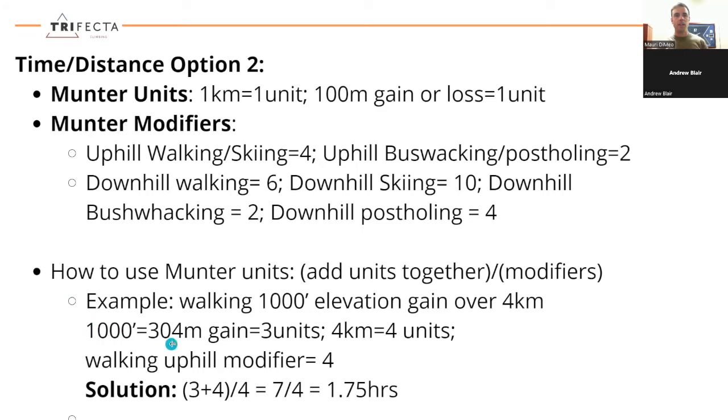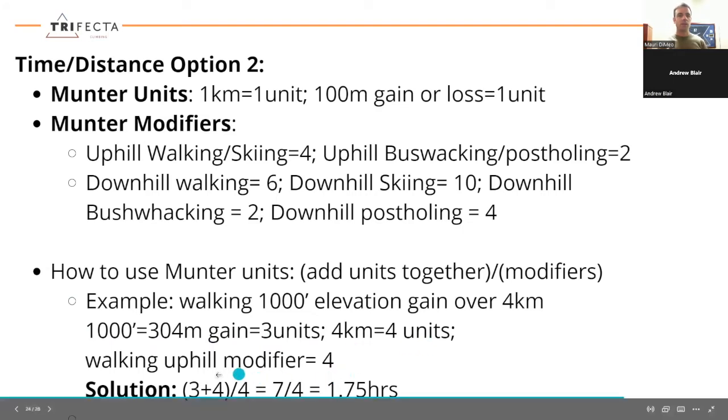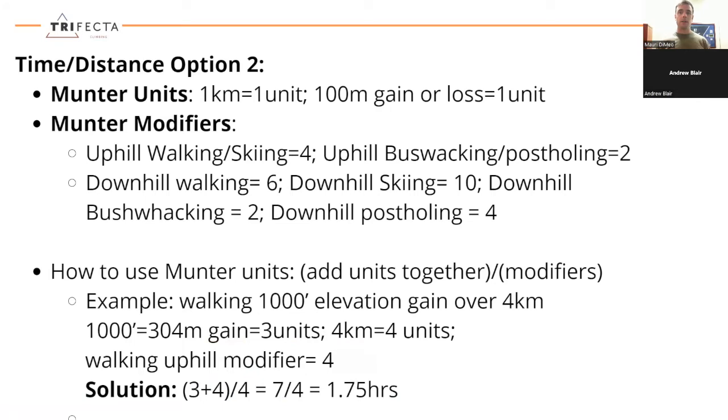1,000 feet of elevation gain is 300 meters, which gives you 3 Munter units. Then 4 kilometers is 4 units. So you have a total of 7 units divided by your walking uphill modifier of 4, which tells you 1.75 hours for that distance covered. Now, for most people that are, I'd say, a good fitness level, who spend a lot of time in the mountains and can move uphill fairly quickly, it's going to be a fairly good estimate of how you can move.